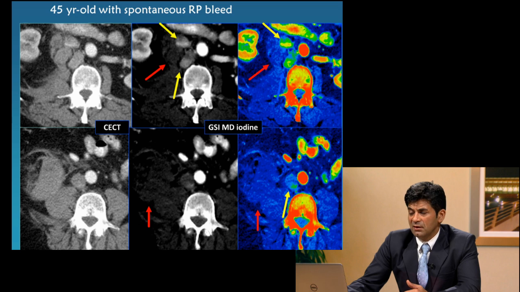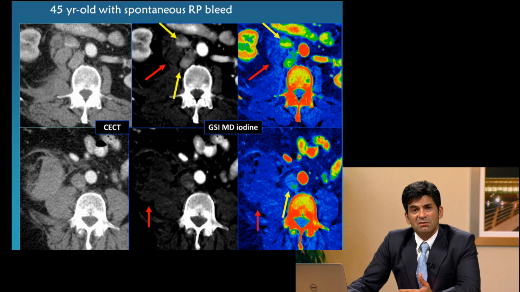When we look at the post-processed dual energy images, we learned that the big lesion anterior to the right psoas muscle is hemorrhage. There is no iodine in this lesion, whereas two of the lesions to the right of the aorta, as shown by the yellow arrow, have iodine within them. So those are tumors. One of the tumors in the retroperitoneum had bled.